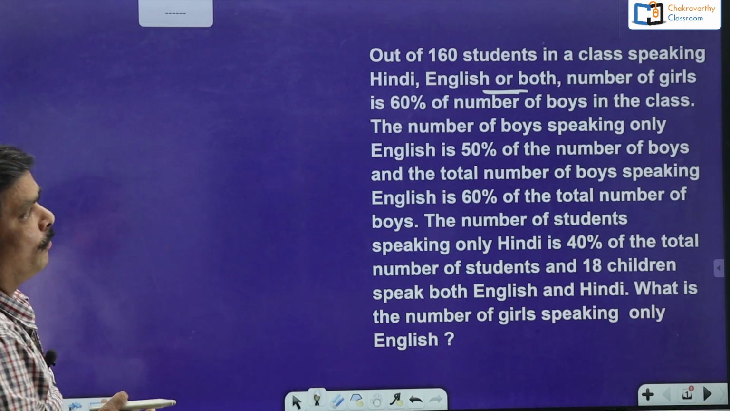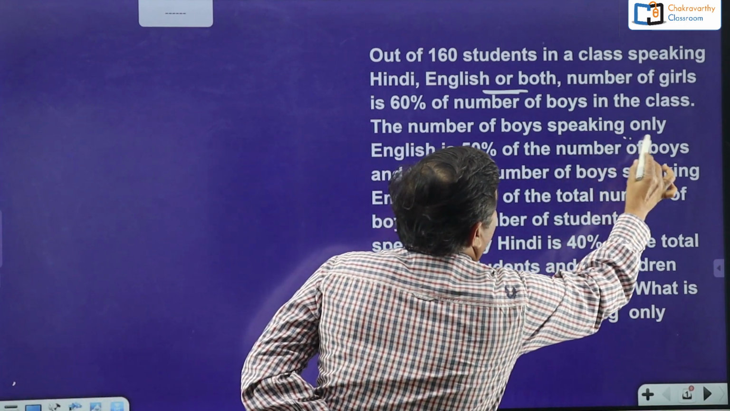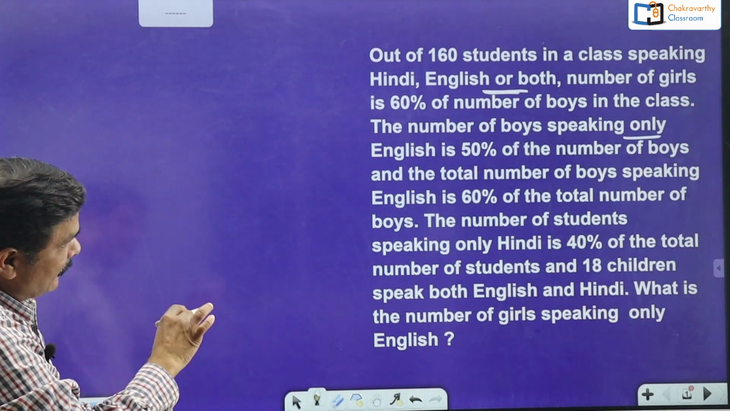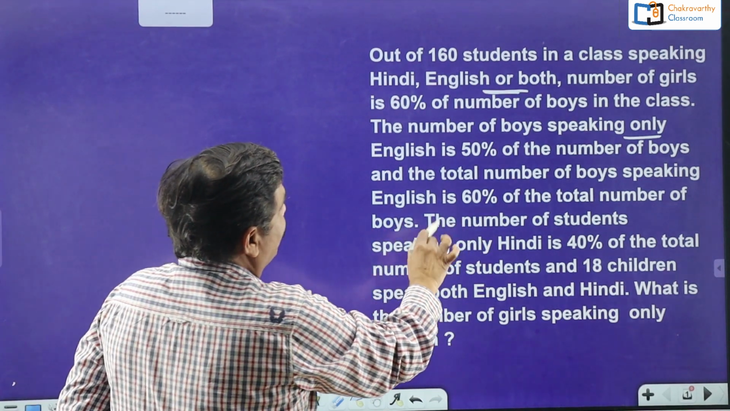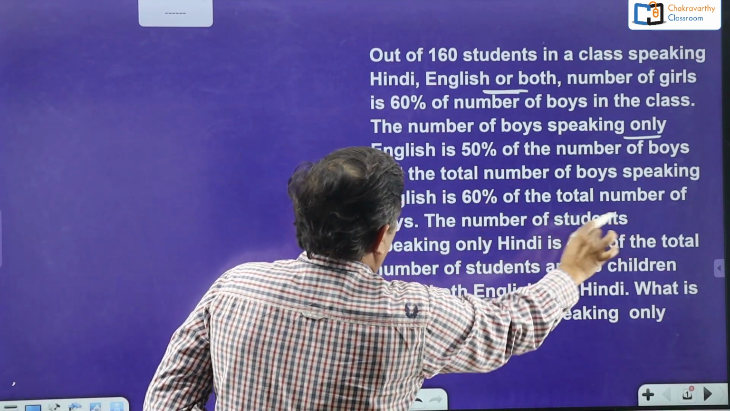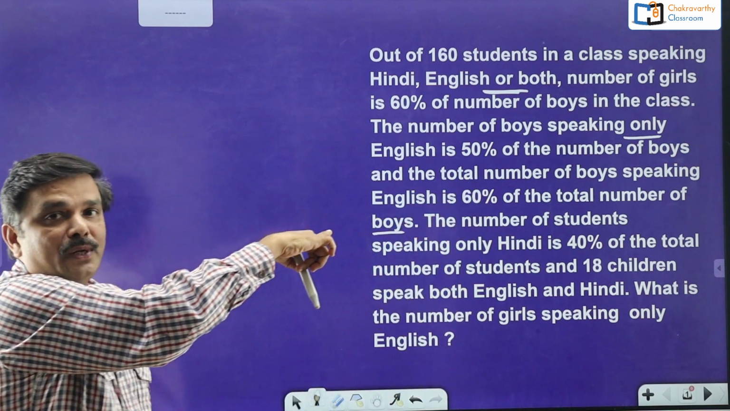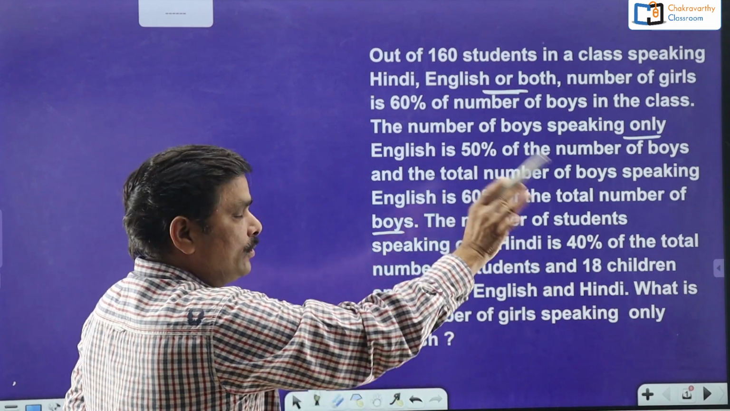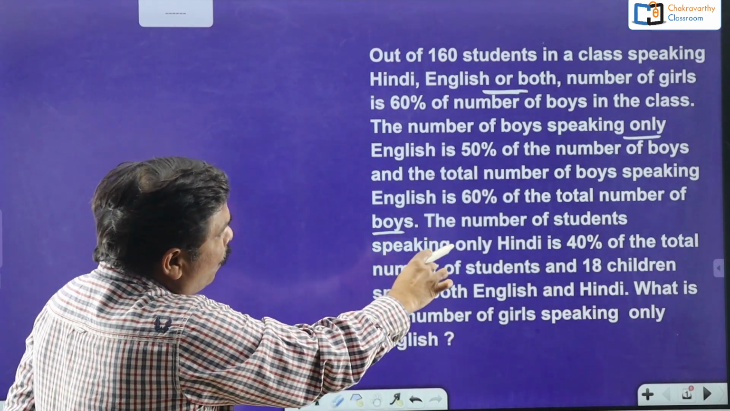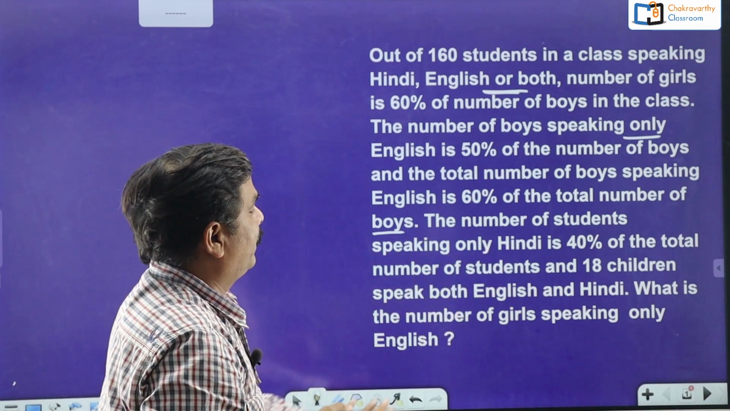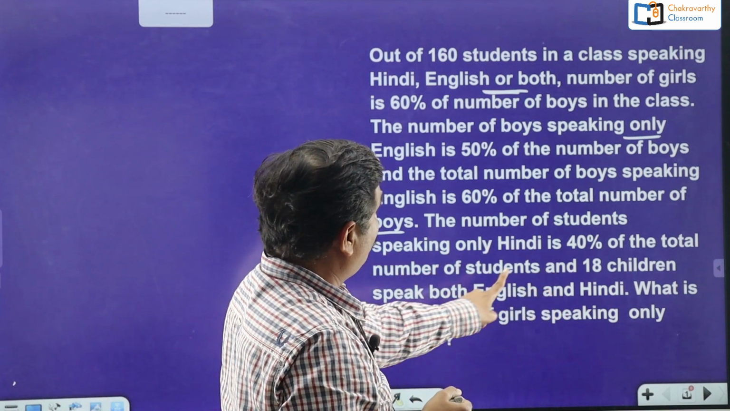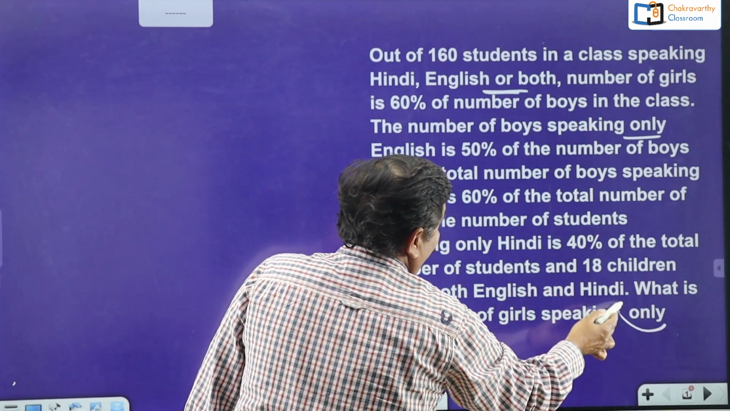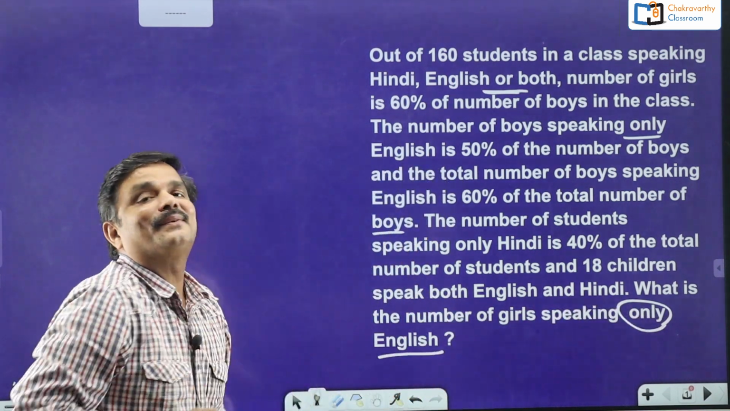Then the number of boys speaking only English, a very important keyword, only English, is 50% of the number of boys, and the number of boys speaking English is 60% of the total number of boys. Don't get confused between these two sentences, I'll explain. Then the number of students speaking only Hindi is 40% of the total number of students, and 18 children speak both English and Hindi. Then the question is: what is the number of girls speaking only English?